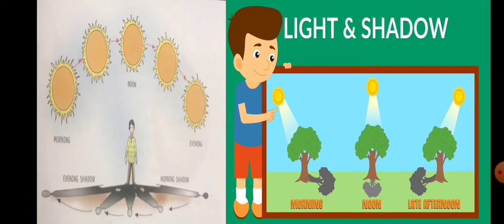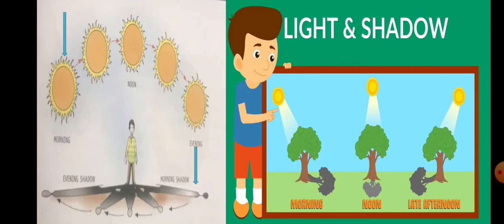Okay, now in the first picture, you can see in the morning the sun is on the left side, meaning in the east. That time this boy's shadow forms on the right side. You can see this boy's shadow in the morning forms on the right side, meaning the sun in the morning is on the east side. That time the shadow forms on the west side.